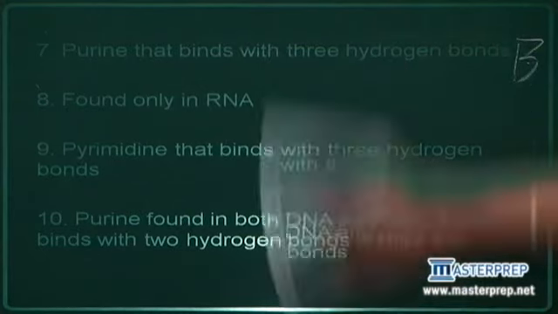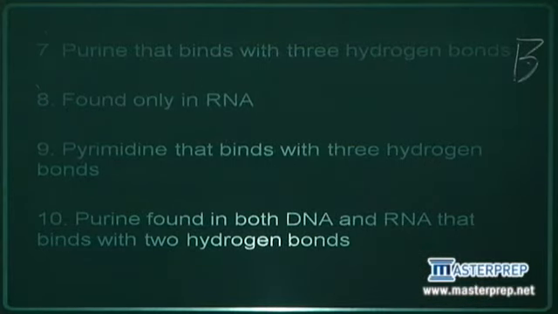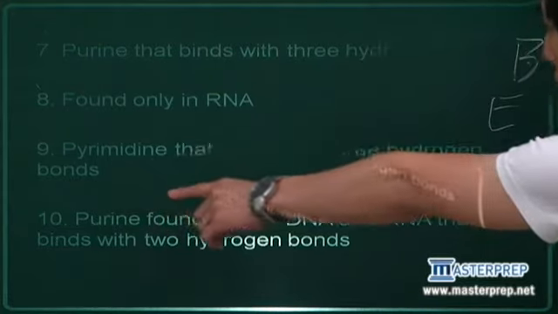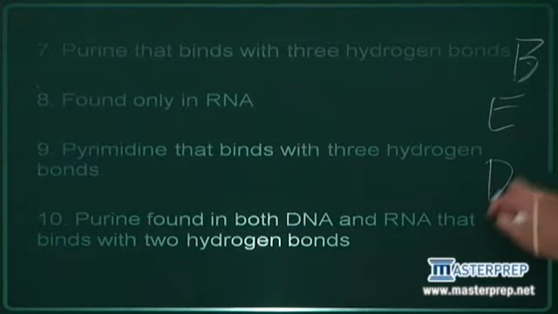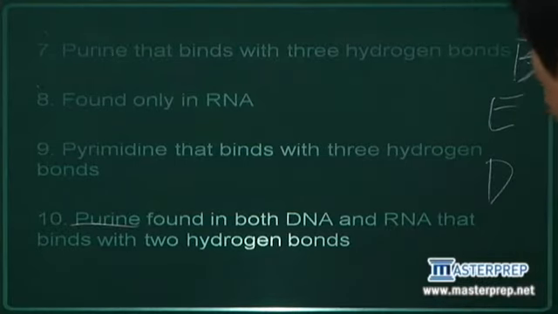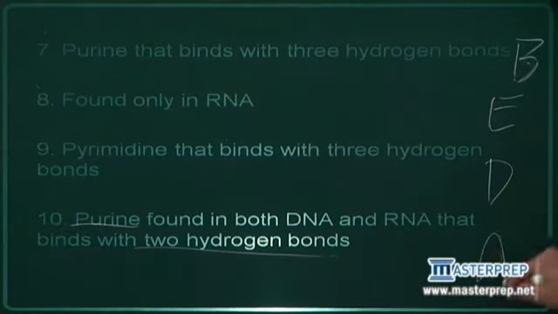Okay, and next one, found only in RNA. It's talking about uracil, right? Number 9, pyrimidine that binds with 3 hydrogen bonds. So it's talking about the pyrimidine, so it's got to be cytosine. Number 10, purine found in both DNA and RNA, they bind with 2 hydrogen bonds. What is it talking about? Adenine, right? So it's A.